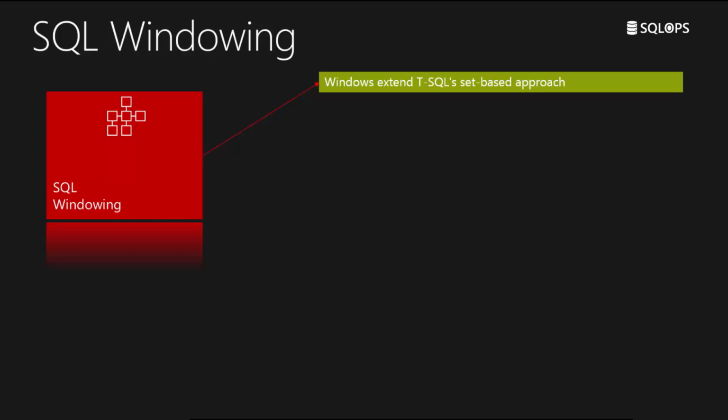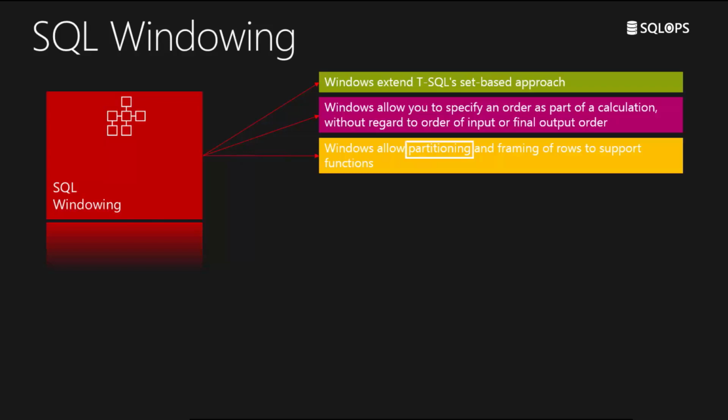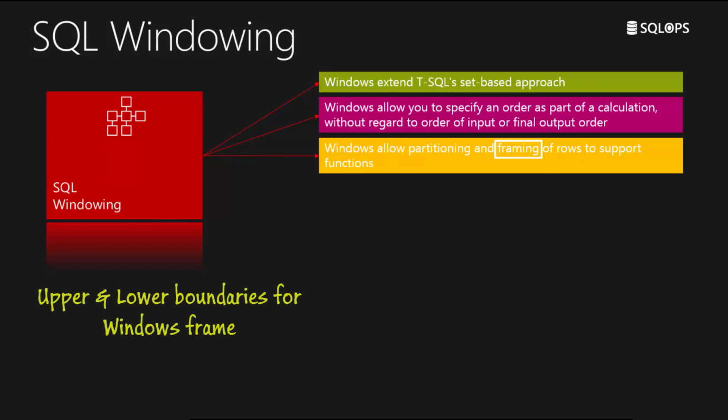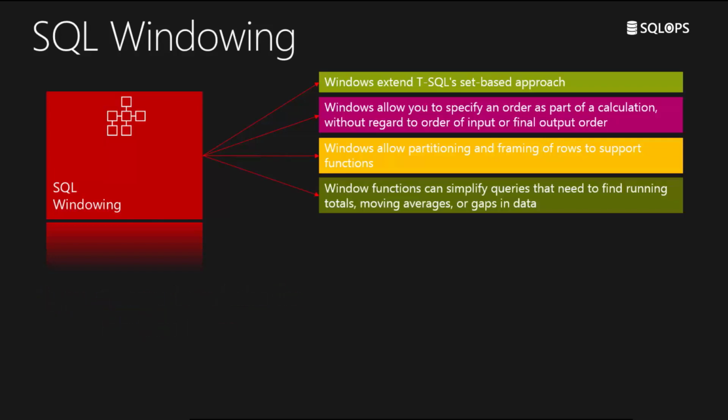There are several core elements of writing queries that use windows. Windows allow you to specify an order to the rows that will be passed to a window function without affecting the final order of the query output. Windows include a partitioning feature which enables you to specify that you want to restrict a function only to rows that have the same value as the current row. Windows also provide a framing option which allows you to specify a further subset of rows within a window partition by setting upper and lower boundaries for the window frame. And they can simplify queries that need to find running totals, moving averages, or gaps in data.